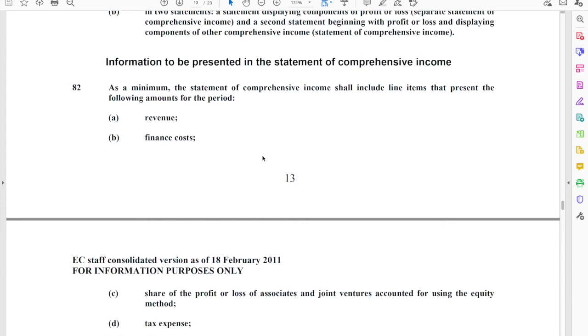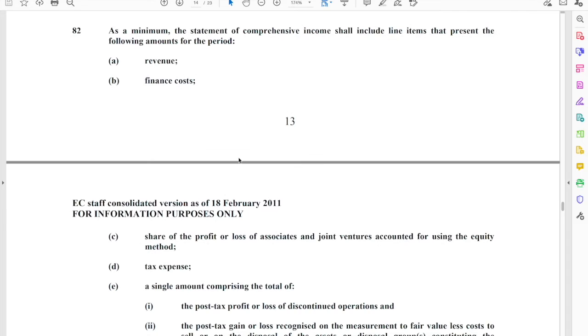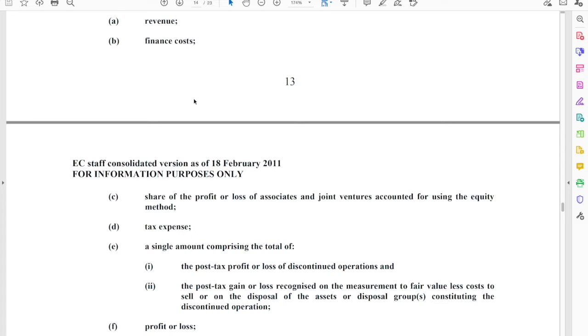For paragraph 82, it is about the information na kailangan natin ilagay sa ating statement of comprehensive income. So, as a minimum, this should be the elements or the line items that should be presented on our statement of comprehensive income. Okay? So, syempre, should consist of revenue. Then, next one would be the finance cost. Itong finance cost, this pertains to the interest expense, okay, or other expense. Then letter C, share of profit or loss for associates and joint ventures.